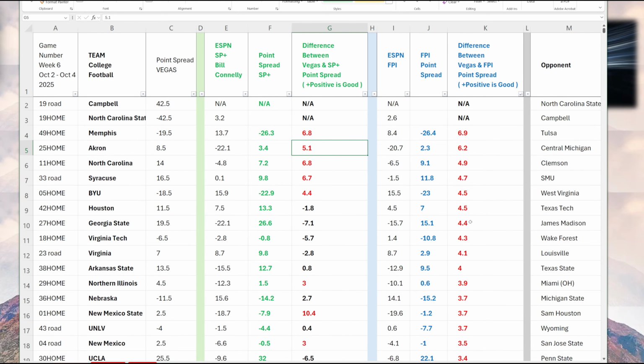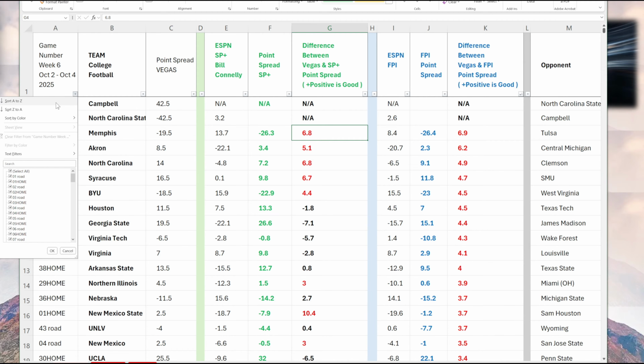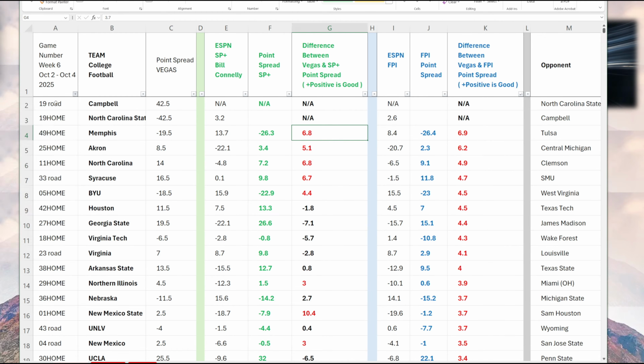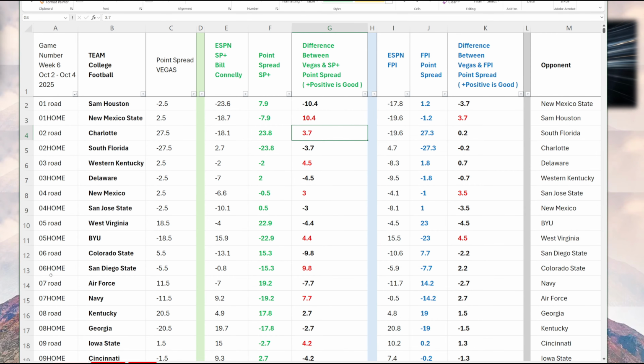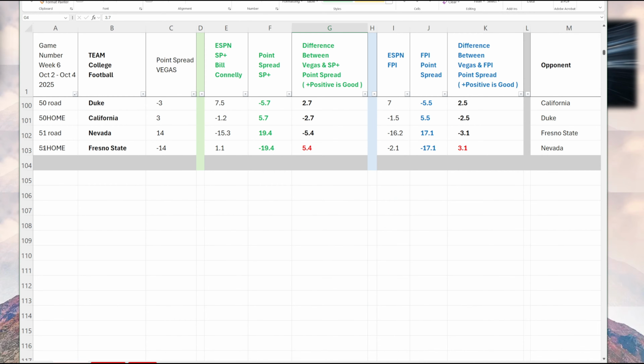And then we see here Memphis. Betting on Memphis, you're going to get an advantage of 6.9, which also corresponds to the SP Plus deviation. So the SP Plus and the FPI are not always the same, even though they're both from ESPN. Now if you want to reset everything, go to the first column, click this, and sort from A to Z. That resets all the games. And there's 51 games.